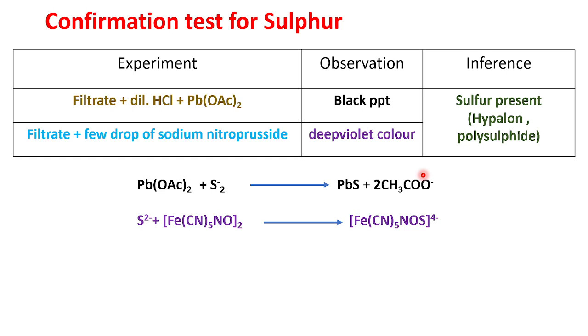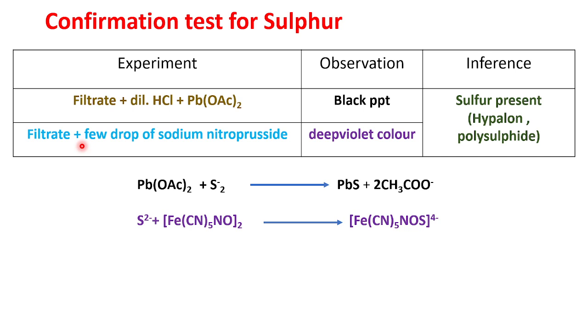The next is the confirmation test for sulfur. So again, first you have to take the filtrate. For any elemental analysis, first you need the filtrate where the soluble part is already there, and then you need to add different chemical agents. So after taking the filtrate, you should add dilute HCl and lead acetate. And the observation is that it will form a black precipitate. That PPT means the precipitate, that means a solid type of material, and that will confirm that sulfur is present. So that rubber may be Hypalon or it may be polysulfide also.